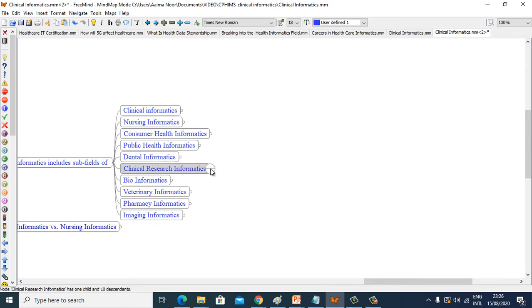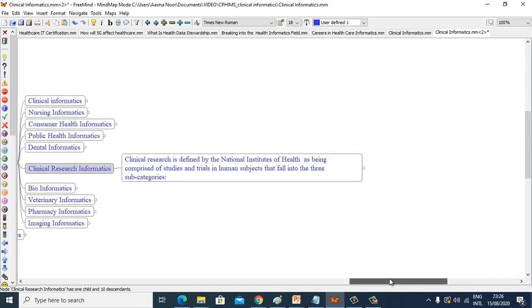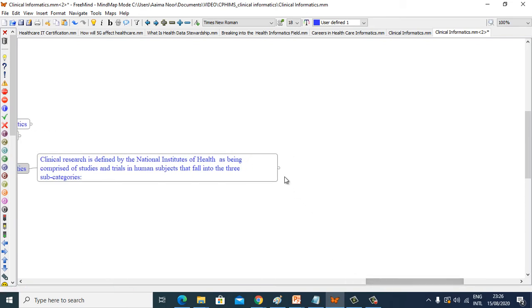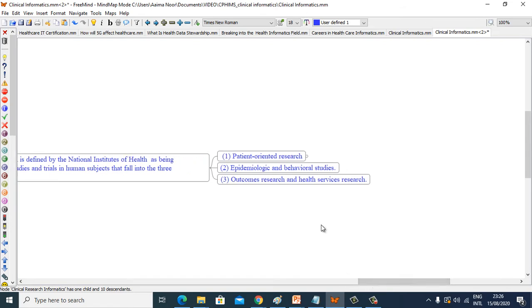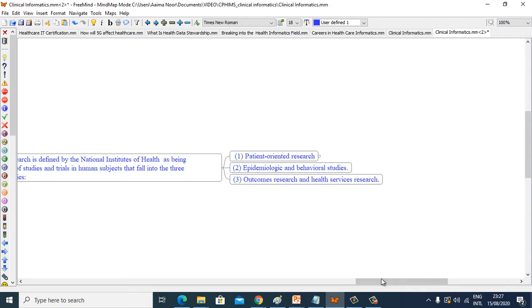Clinical research informatics. Clinical research is defined by the National Institutes of Health as being comprised of studies and trials on human subjects that fall into three subcategories. First, patient-oriented research, epidemiologic and behavioral studies, outcomes research, and health services research.